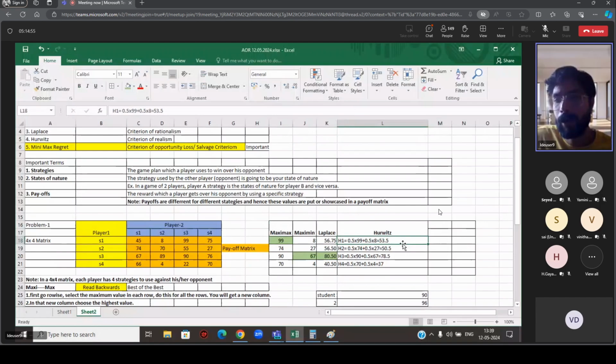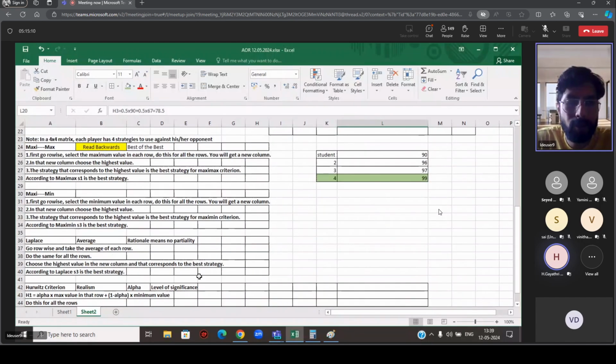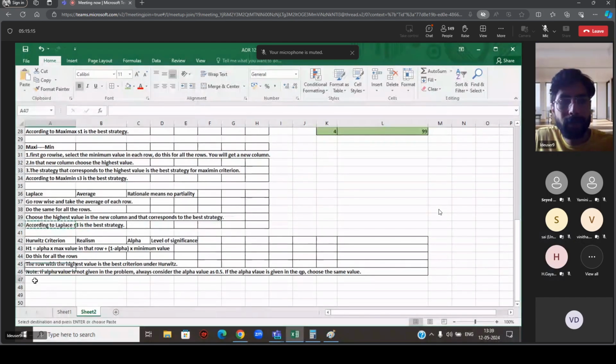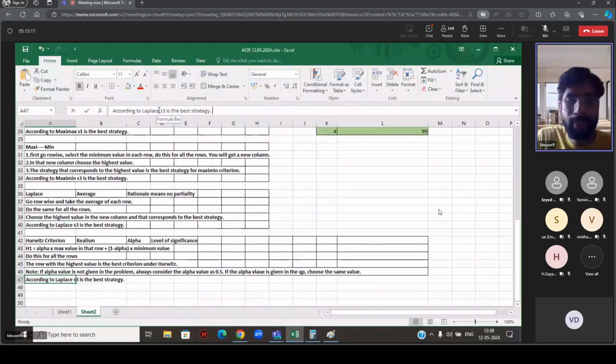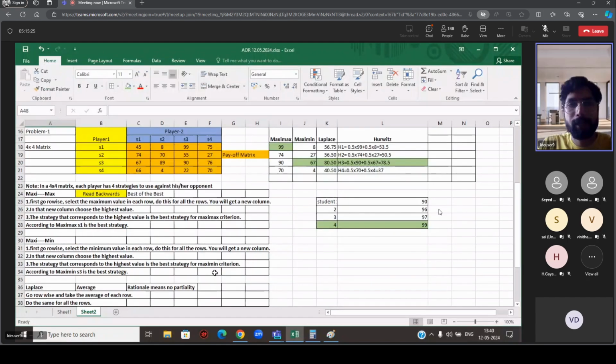Now what do you need to do? After you get all these values, you see which value is the highest. Which is the highest? H3, 78.5. So according to Hurwitz, S3 is the best strategy.